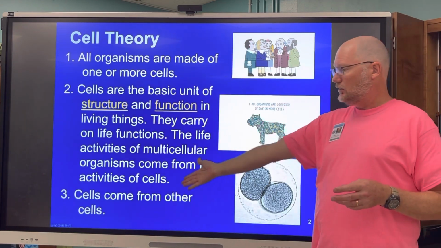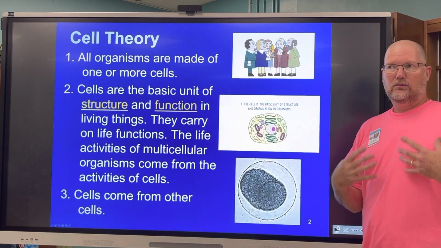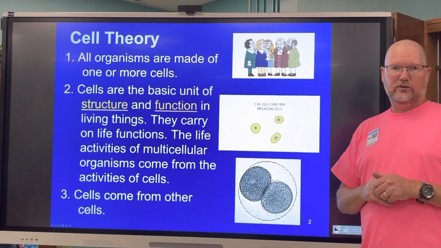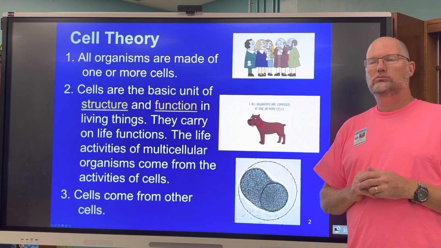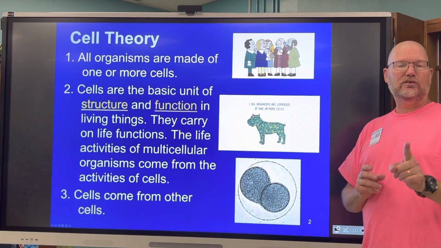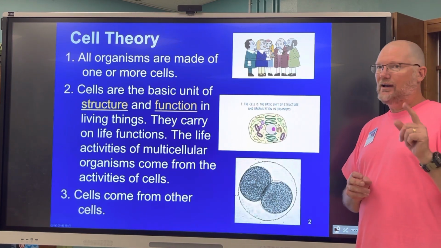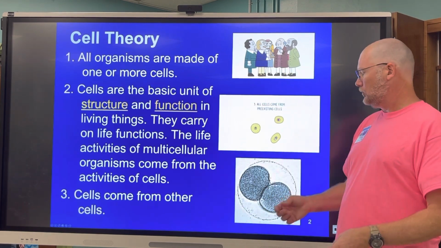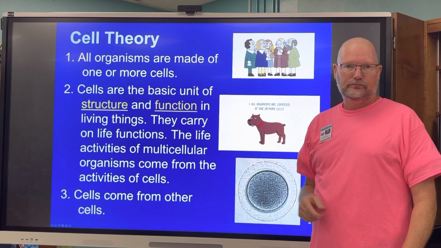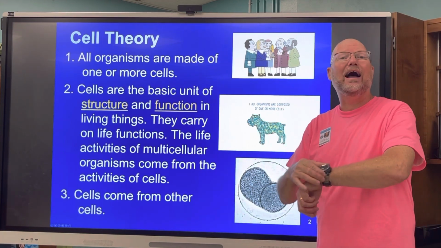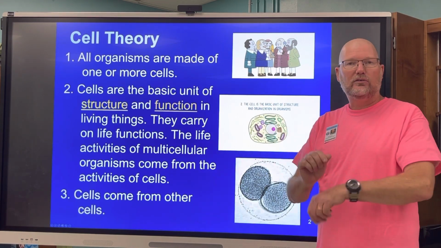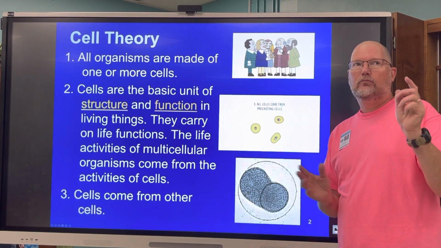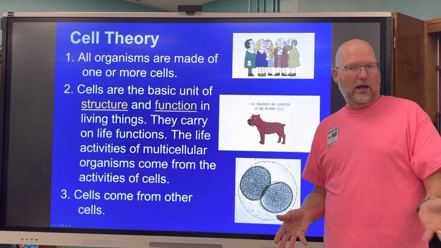These three main statements. All organisms are made of cells, one or more. Cells are the basic unit of life, not an atom. An atom is the basic unit of matter, all matter, including this, my watch. These are atoms. Cells are the basic building blocks of life. In one cell, there could be 1 million atoms, okay?